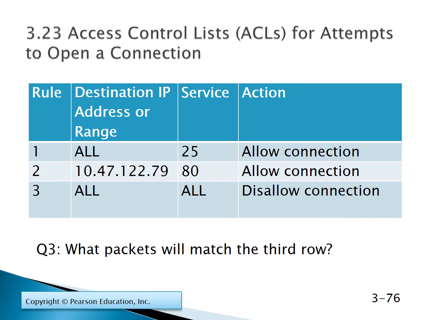What packets will match the third row? As we have mentioned earlier, that will be for all other packets that do not satisfy rule 1 or rule 2. That means service on any other ports. The packets on any other ports will be rejected. Also, packets on port 80 that are not from this IP address will be rejected.